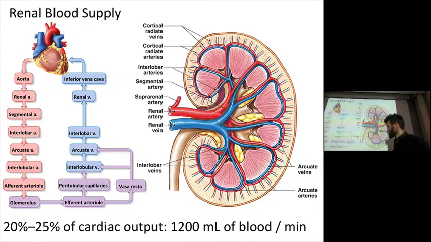Okay, yeah, here we go. So 20 to 25% of our cardiac output is being run through the kidneys. 20 to 25% of our cardiac output. And that represents over a liter of blood per minute. That's a fair amount of blood.